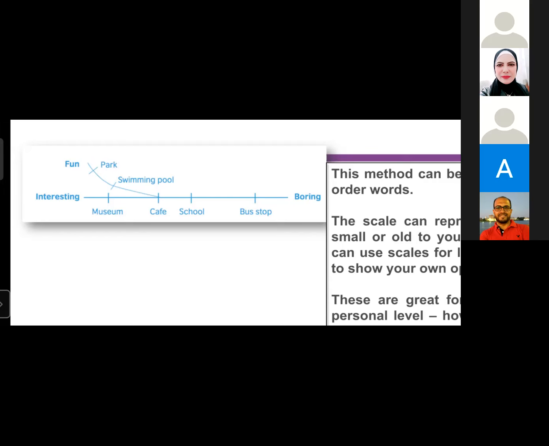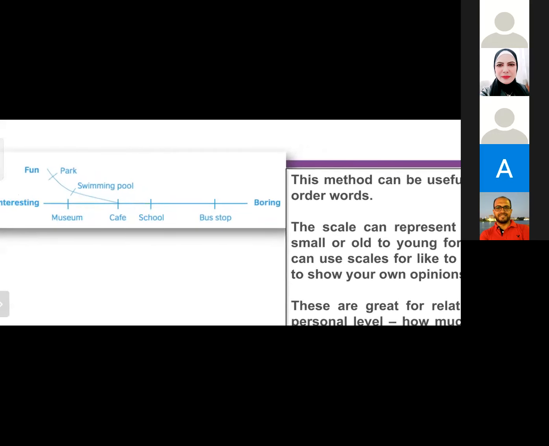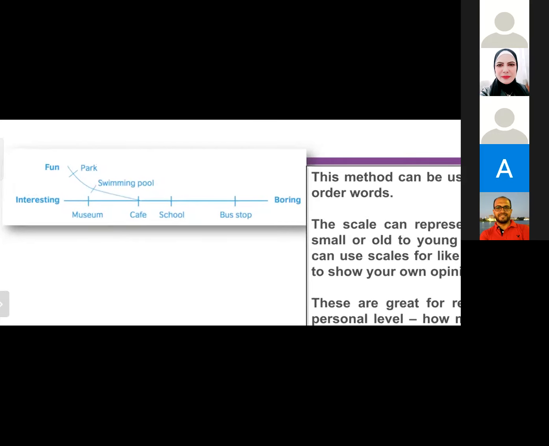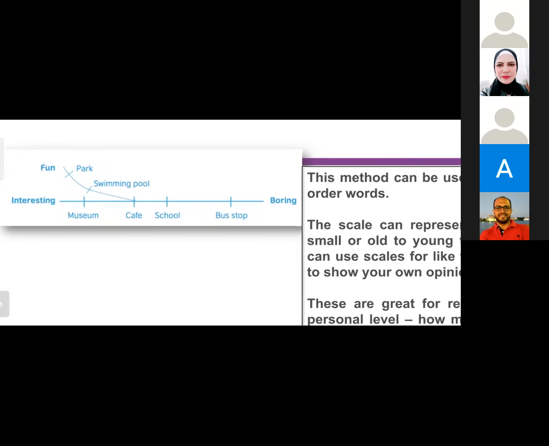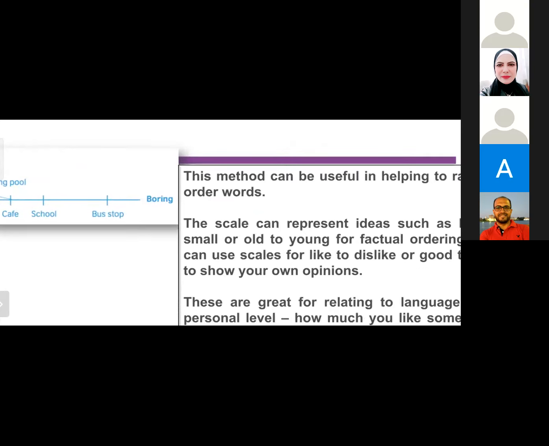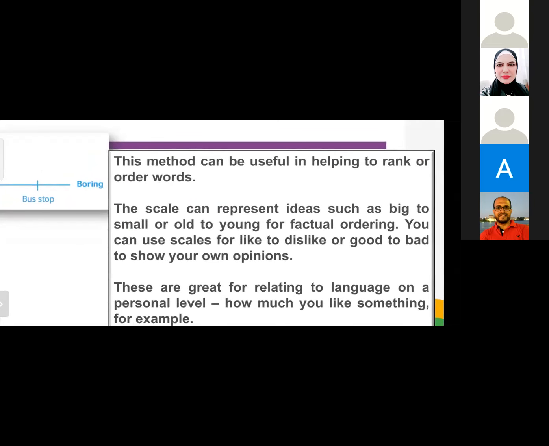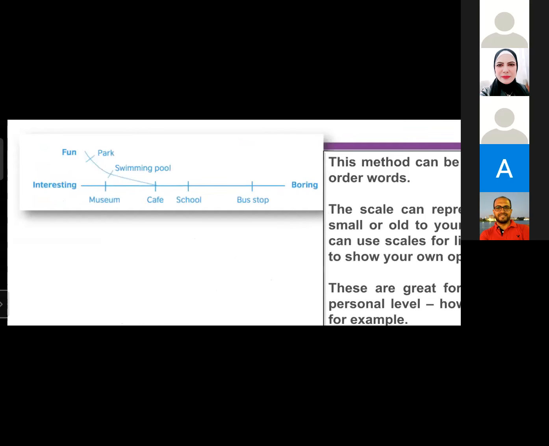Okay, so this is another technique, drawing a timeline or drawing a line on the board. This method can be useful for helping to rank or order words from interesting to boring. Maybe you can use the adjectives expensive and cheap. You can write car, taxi, bus, train, plane, and write expensive and cheap, and you ask the learners to tell you a sentence about which are the cheapest, which are the most expensive, which is cheaper, which is more expensive, and so on.